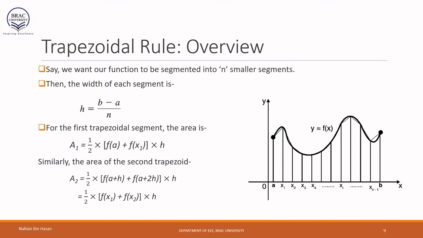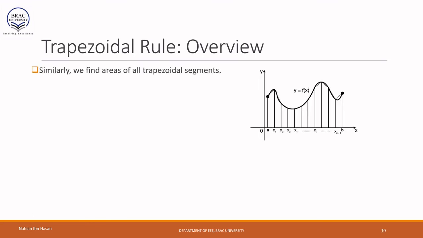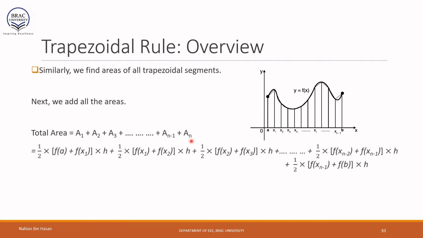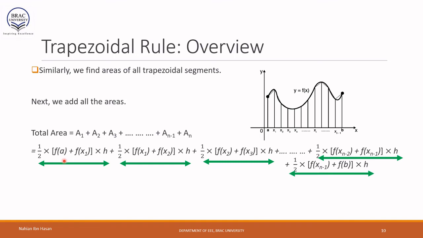That's how we can calculate the area of each of these segments and then sum over all of these areas. The total area should be the sum of the areas of all these trapezoids, a1 plus a2 plus a3 up to an. This is the total area under the curve within the boundary. This is the area of the first trapezoid, this is the second, this is the third, this is the (n-1)th, and this is the nth trapezoid.